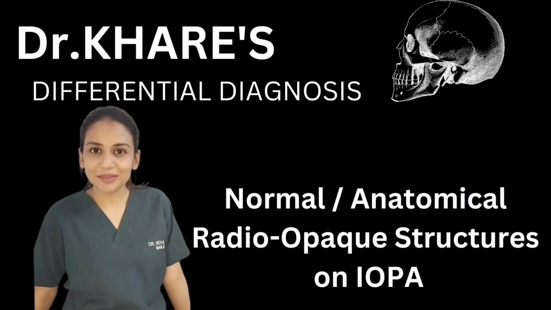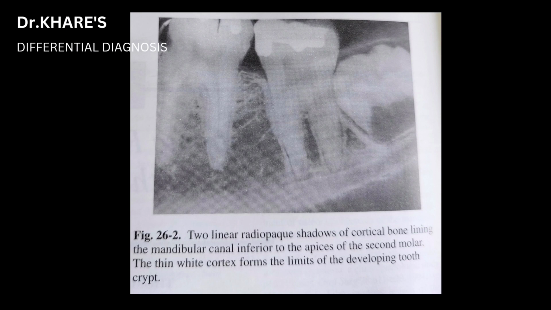Today we are going to learn normal or anatomical radio-opaque structures seen on intraoral periapical radiographs. So this is a mandibular radiograph showing two linear radio-opaque shadows of cortical bone lining the mandibular canal inferior to the apices of the second molar. The thin white cortex forms the limit of the developing tooth crypt.